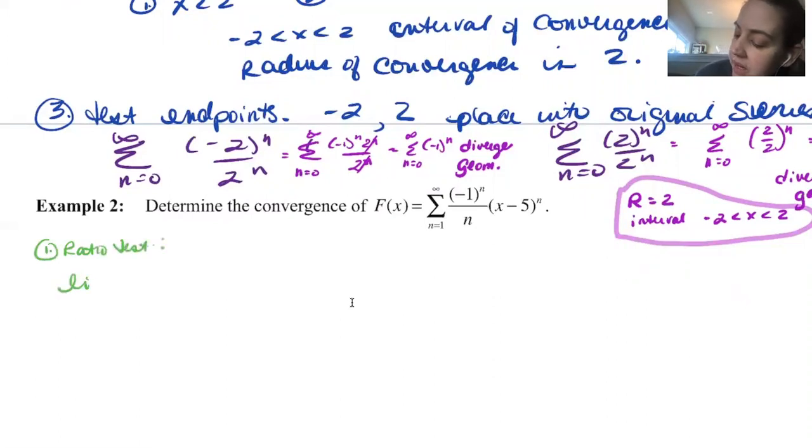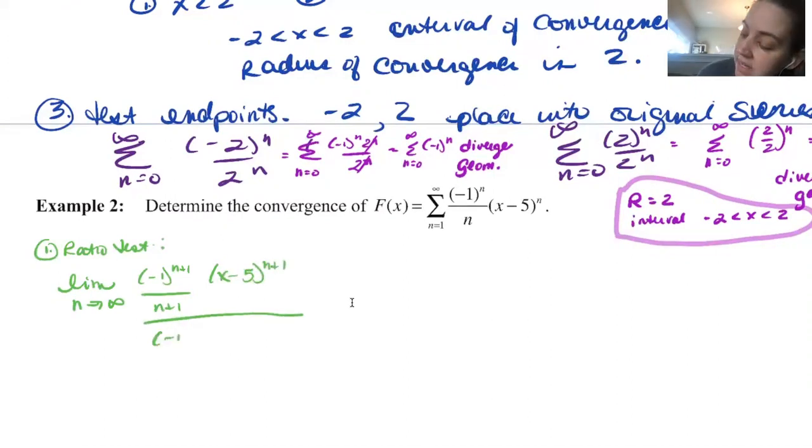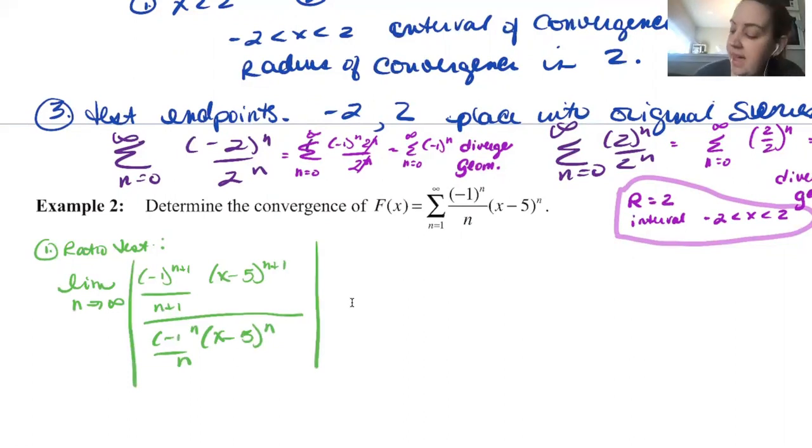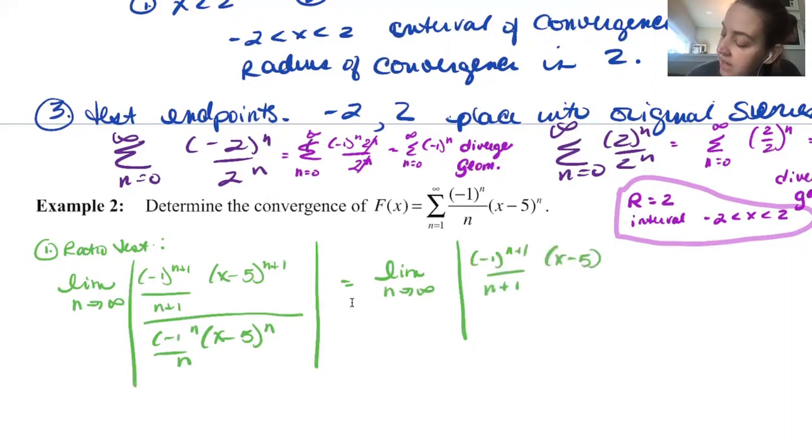This would be the limit as n approaches infinity. Remember, all of your n's become n plus 1. So negative 1 to the n plus 1 over n plus 1, x minus 5 to the n plus 1, all over negative 1 to the n over n, x minus 5 to the n. Okay, so we can multiply by the reciprocal. I've got the limit as n approaches infinity of negative 1 to the n plus 1 over n plus 1, x minus 5 to the n plus 1.